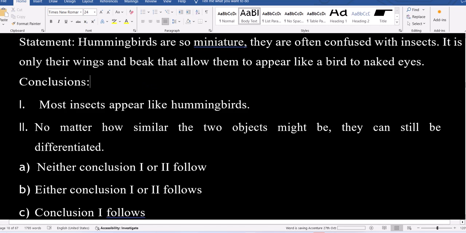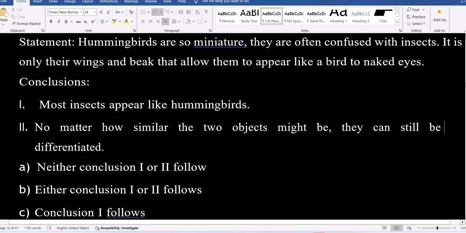Hummingbirds are so miniature that they are often confused with insects. It is only their wings and beak that allow them to appear like a bird to the naked eye. So no matter how similar the two objects might be, they can still be differentiated.